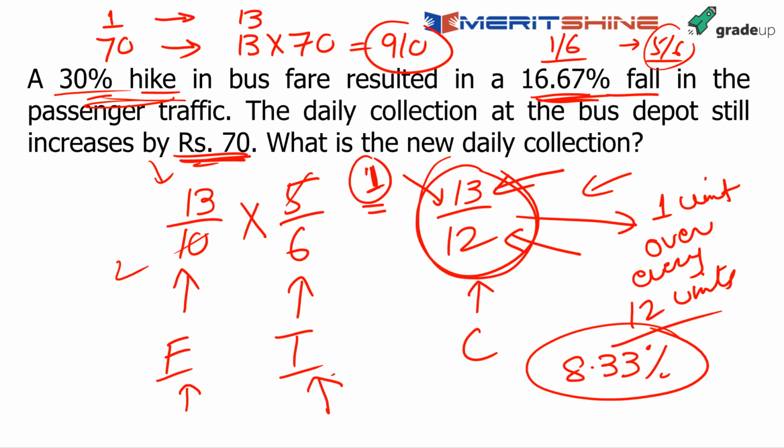Look, whoever says 840 did most of it correct but messed up at the final stage. Had I asked you the previous collection, this 12 factor, then it would have been 840. But I am asking you the new collection. So look at it like this. Earlier the collection was 12, an increase of 1 unit of collection, it becomes 13. Earlier collection was 840, it increases by 70 and becomes 910. So had I asked you the earlier collection, you would have replaced this 13 by 12 and arrived at 840. I hope this is understood by all now.